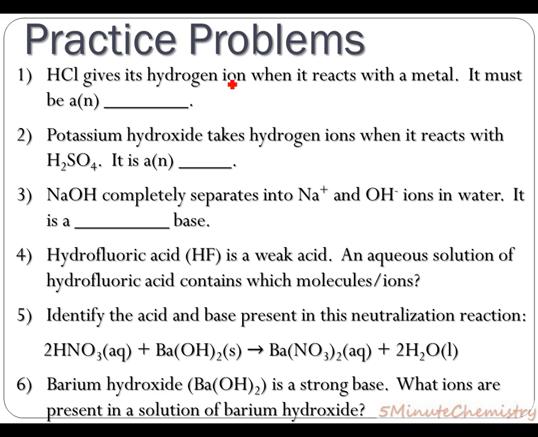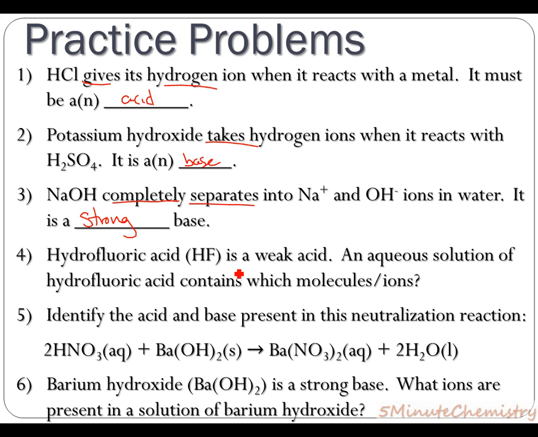Hydrochloric acid gives its hydrogen ion when it reacts with a metal. It must be a HCl gives its hydrogen, so that is an acid. Potassium hydroxide takes hydrogen ions when it reacts with H2SO4. It is a base. It takes hydrogen. Sodium hydroxide completely separates into Na plus and OH minus ions in water. It is a strong base. It's strong because it completely separates.